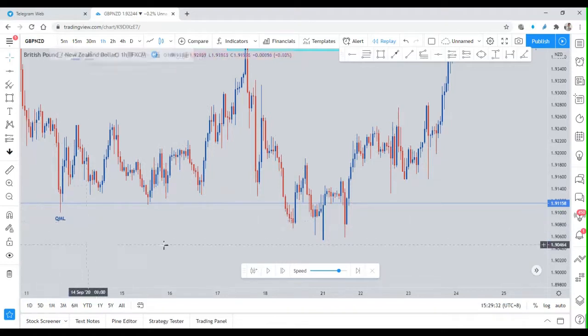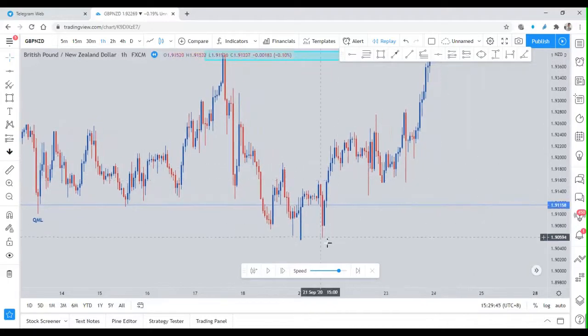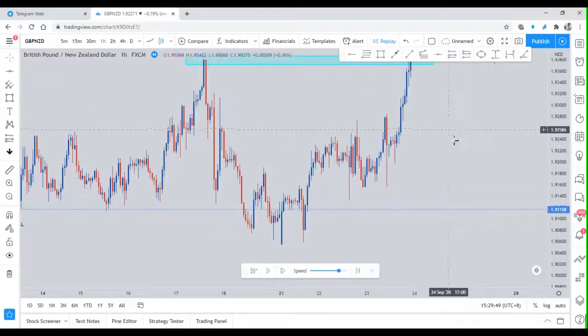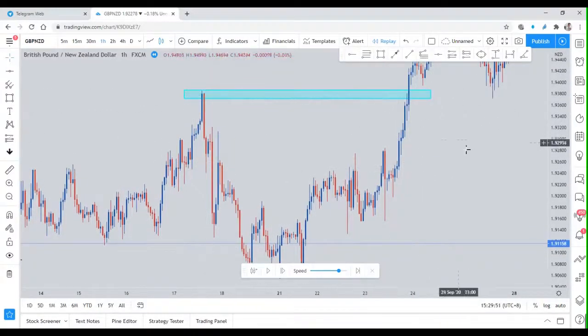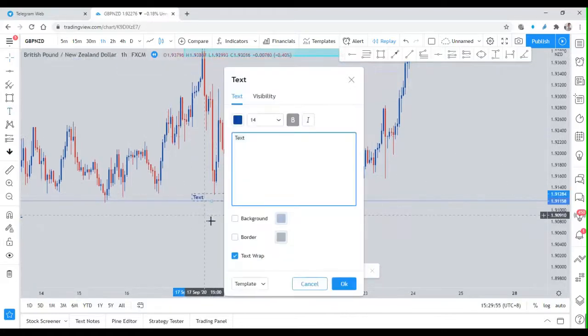This is the left shoulder. This QML head area, this is a lot of rejection. So when the price came back down here, this is what we call a manipulation from the big bankers or big players, to hunt your stop loss before it has its initial move up that broke the previous high over here. So what we'll do is label this as MPL.